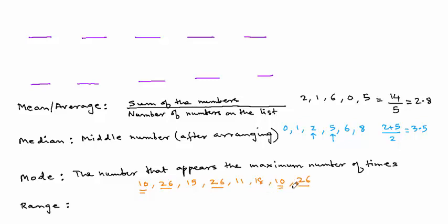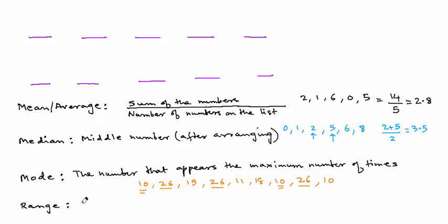I have to say here that if more than one number appears the same number of times, and that is the highest number of times on the list, for example, if we had another 10 here, some books and teachers would prefer to say that there are 2 modes, 10 and 26, whereas some others would say there is no mode. You want to check with your teacher which way he or she would prefer you to answer such a question.